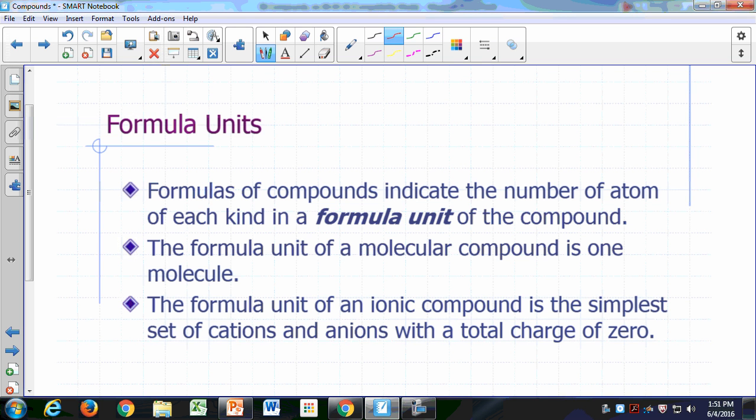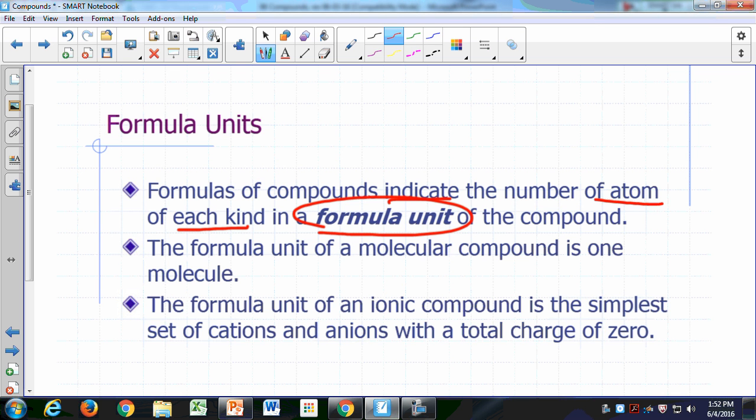One of the most important skills that you need to learn in chemistry is to write formulas for compounds. Now, formulas of compounds should indicate the number of atoms of each kind in what's called a formula unit of the compound. So let's define what a formula unit is.